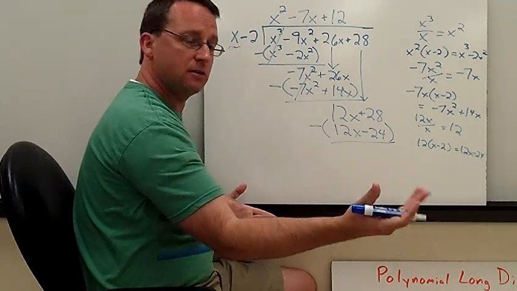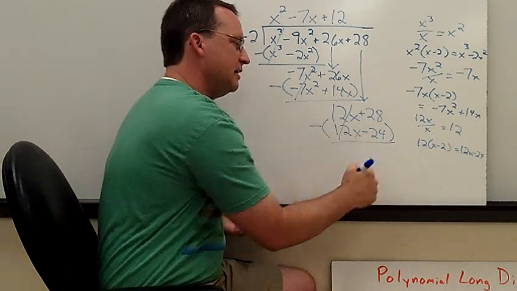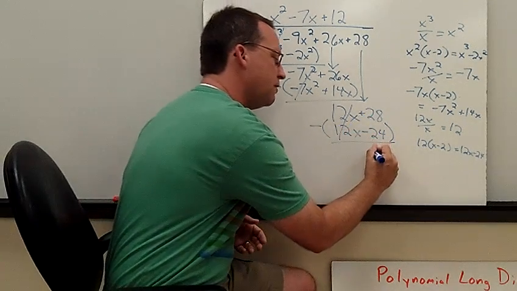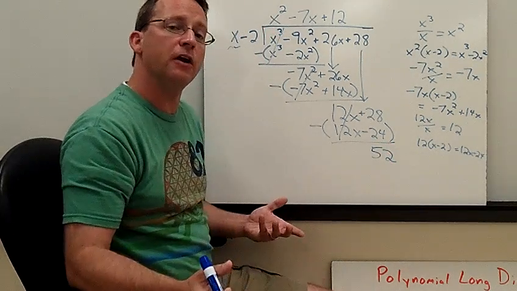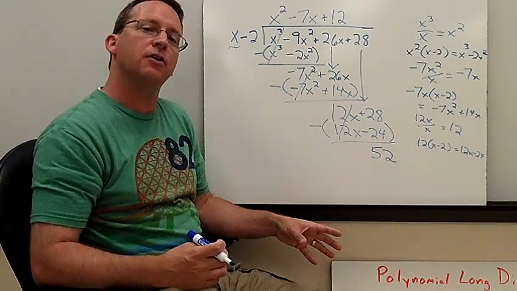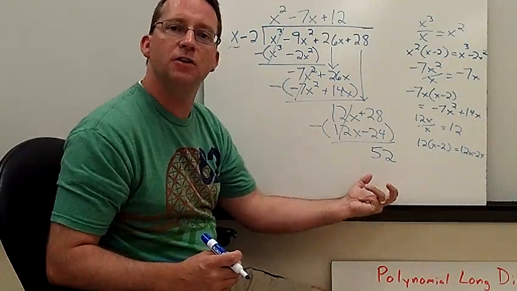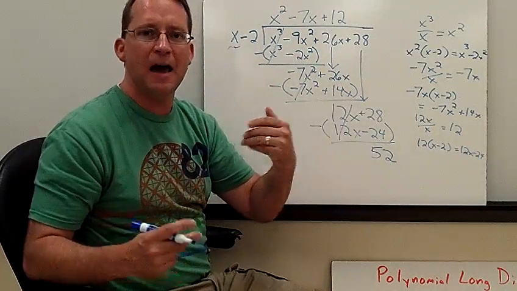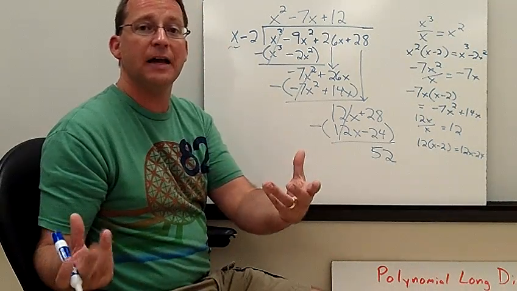12x minus 12x cancels out again. That's good. Be careful here. 28 minus a negative 24. You're doing 28 plus 24. We've got 52 left over here. This is a remainder, just like we had that remainder of 1 in the regular numbers in our warm-up problem. You know, x won't go into 52. If I say 52 divided by x, that doesn't simplify. Right? So we take that 52, we treat it like a remainder.